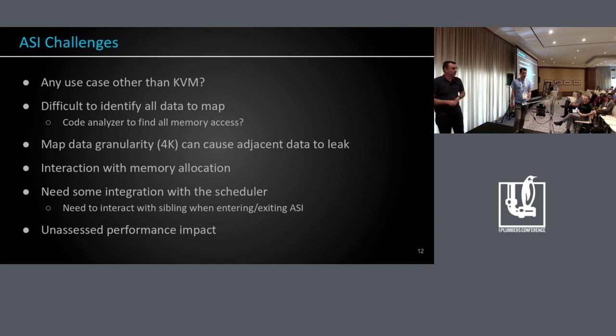There is some interaction with the memory allocation that I haven't investigated yet, because we are not mapping everything. If you do a malloc, it's going to go deep down the stack and look at the slab, and most of the time it's not mapped, so it's going to fault. Every time there's an allocation, we will exit ASI at this time.